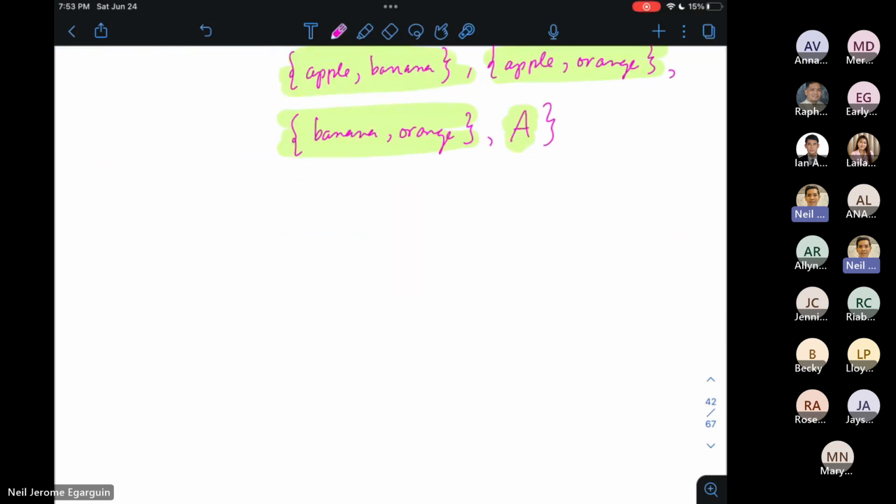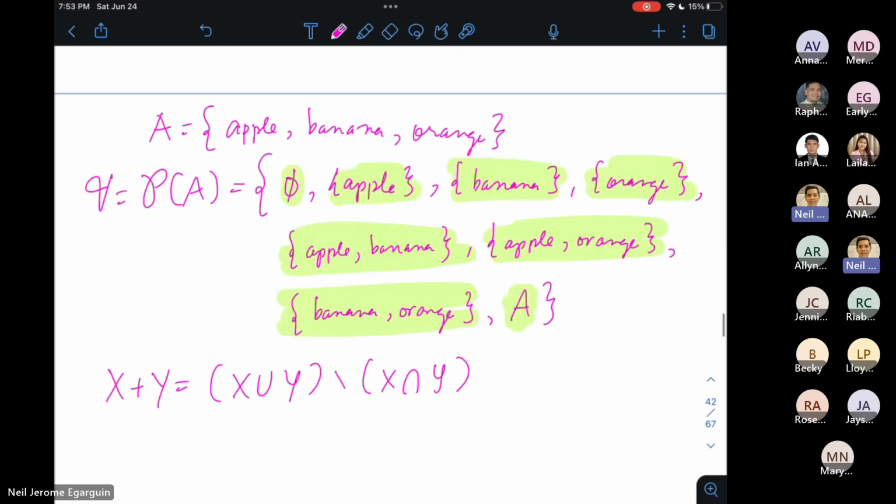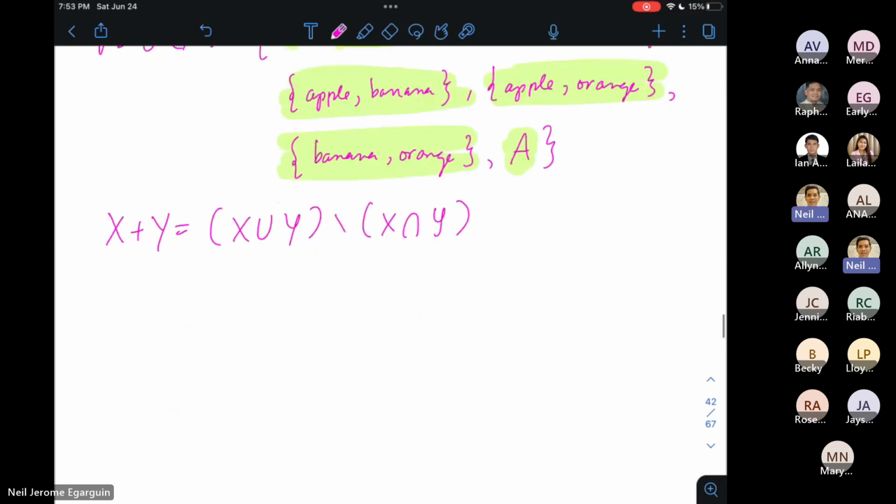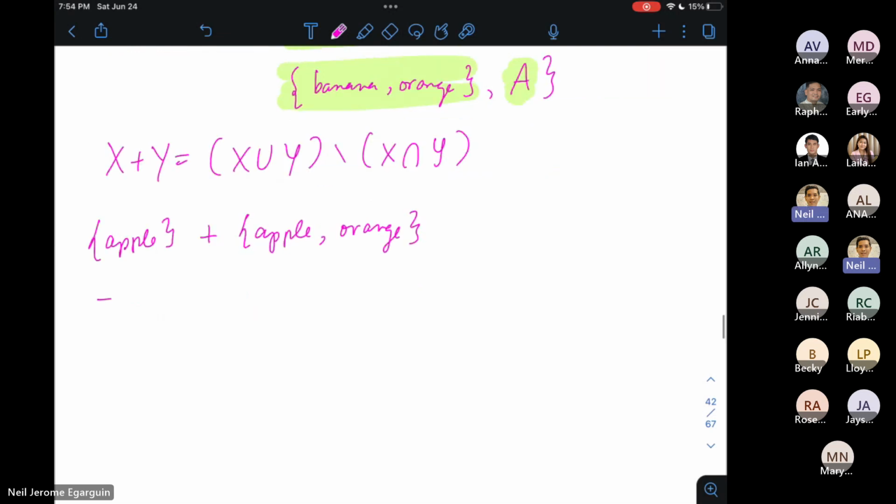Sabi natin yung x plus y ay equals x union y minus x intersection y. So let's solve what? So siguro solve natin yung vector apple, halimbawa plus vector apple orange. So para makita natin kung paano nag-work yung vector addition. So by definition, this is what? So i-solve muna natin to.